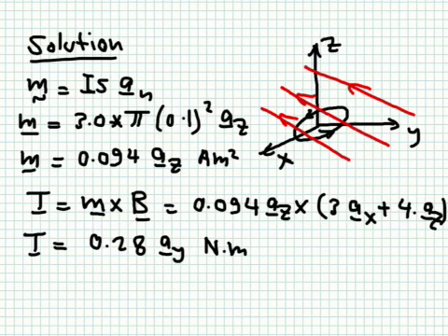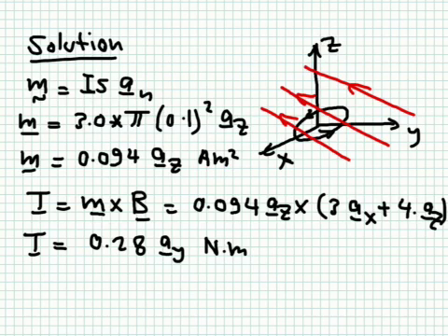The magnetic moment, by definition, is equal to the current multiplied by the area of the loop multiplied by the unit normal. This loop is in the XY plane, so the unit normal is az. The current it's carrying is equal to 3. The radius is 10 centimeters, so it's 0.1, and its area is pi multiplied by 0.1 squared. If you put all this together, you will see that this loop has a magnetic moment of 0.094 az ampere meter squared. We agreed that the magnetic moment has units of ampere multiplied by area.